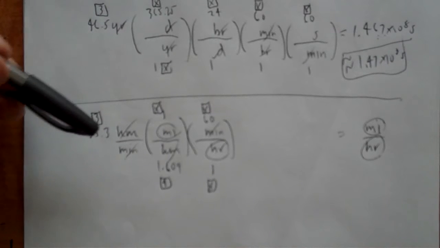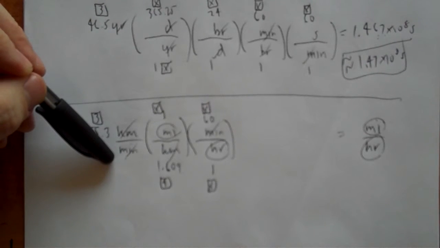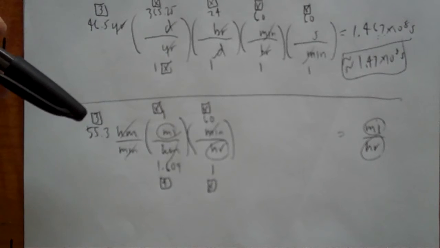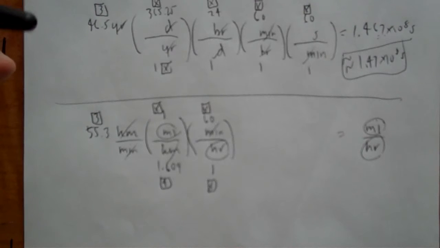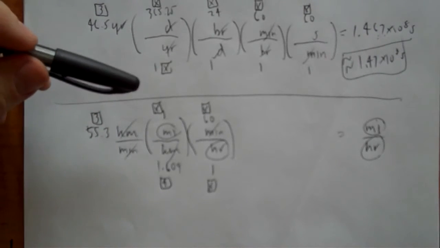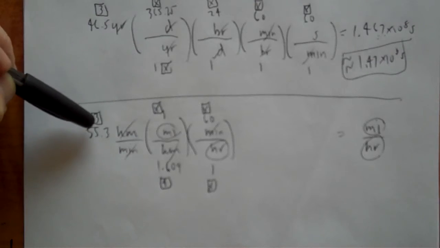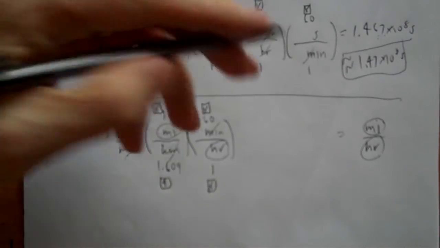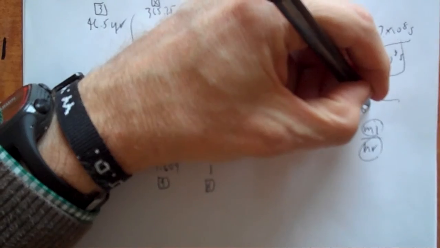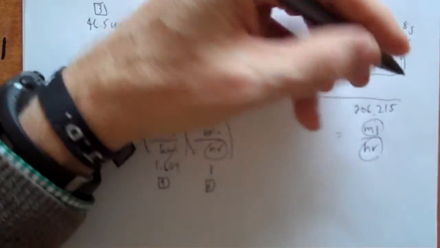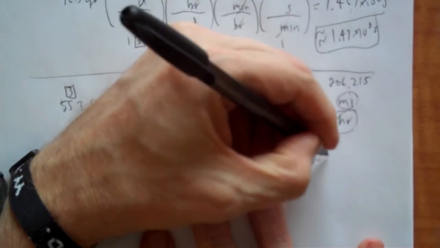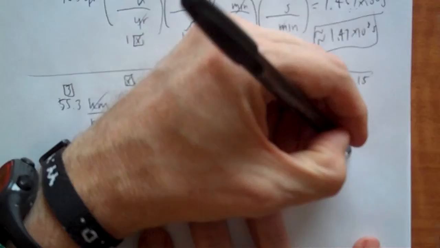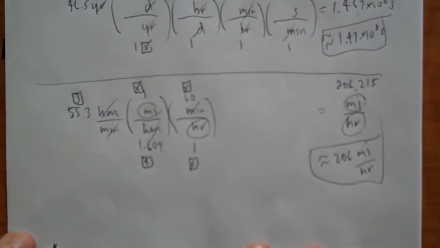Wow. This many kilometers per minute? This guy's flying. Something doesn't seem right about this. Oh, yeah. Okay. It turns out to be 206.215. But how many sig figs can it have? And the answer is 3. So this is going to be about 206 miles per hour. This guy is flying. Hopefully that's not you on a motorcycle.